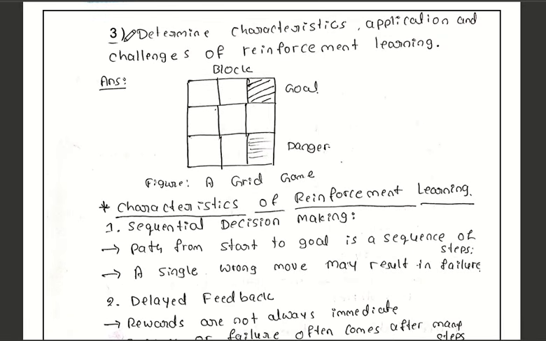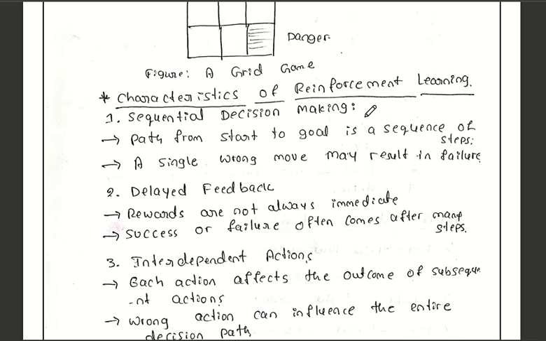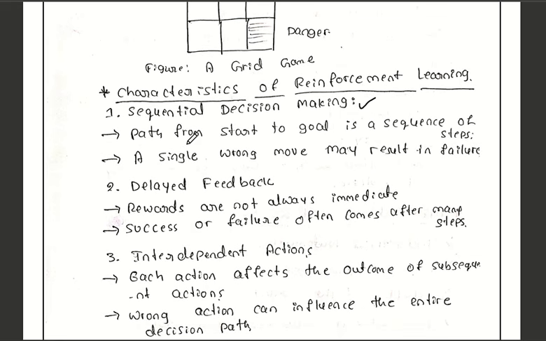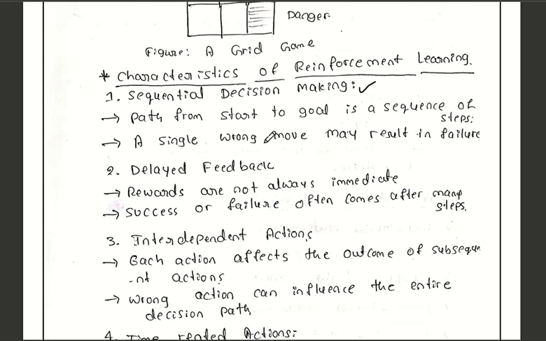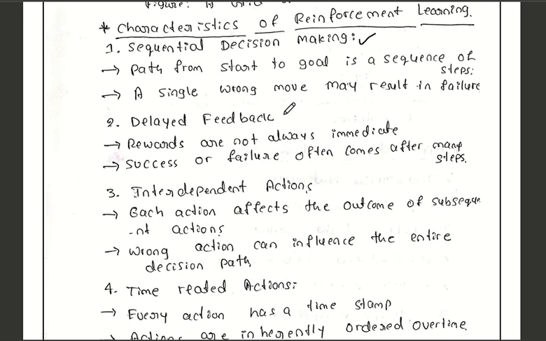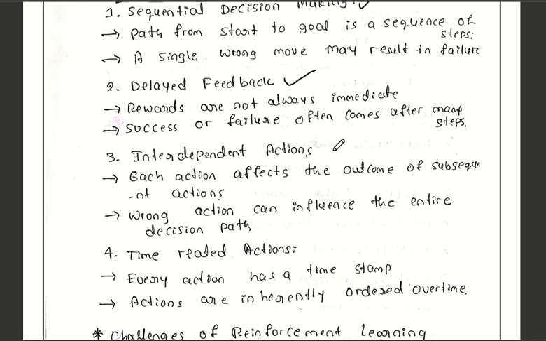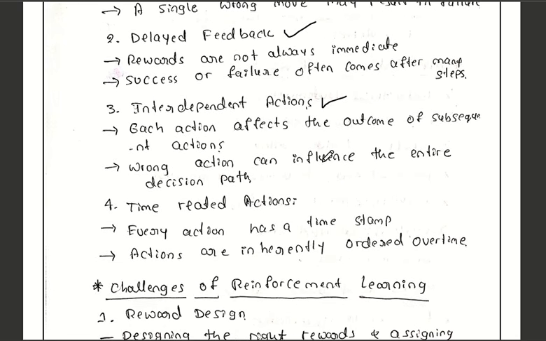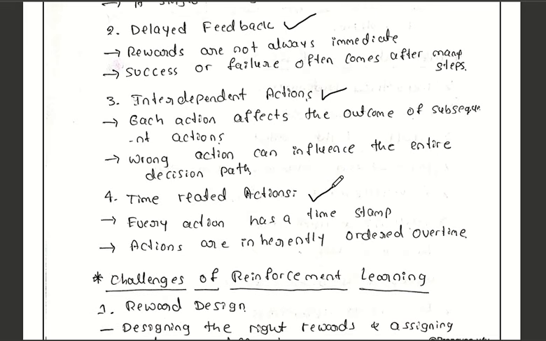Okay, let's see the third module, third question: determine the characteristics, applications and challenges of reinforcement learning. Here you need to mention the characteristics of reinforcement learning. The characteristics are four. First one, sequential decision making: the path from start to goal is a sequence, and a single wrong move may result in a failure. Second one is delayed feedback, third one is interdependent action, and fourth one is time-related action.